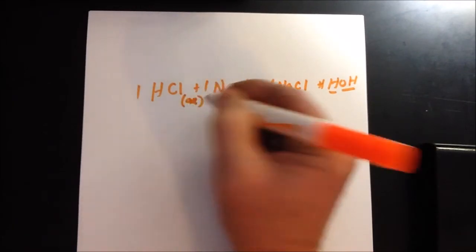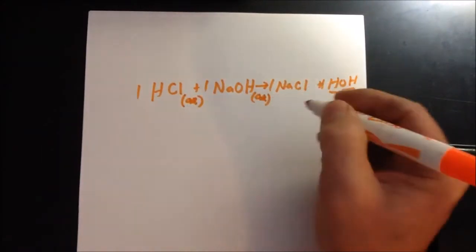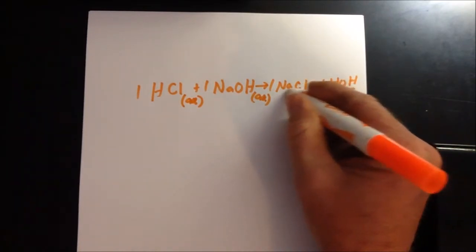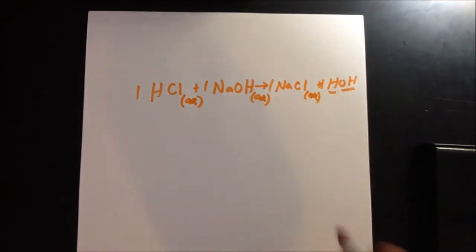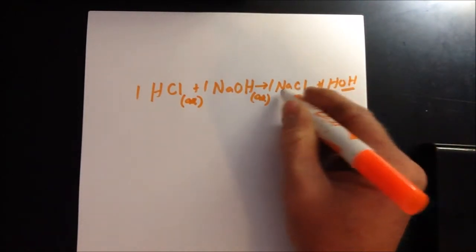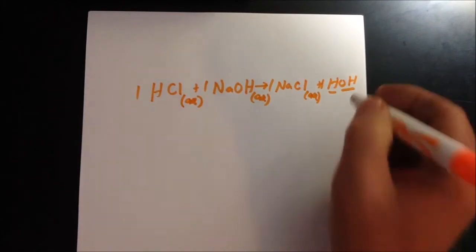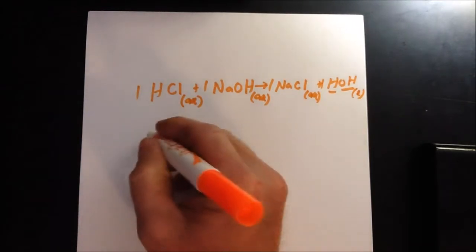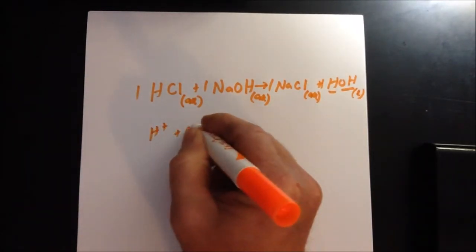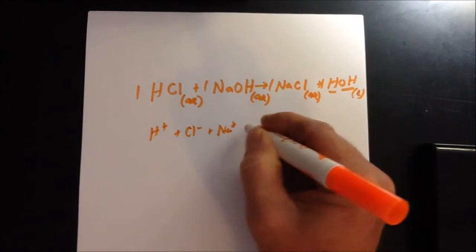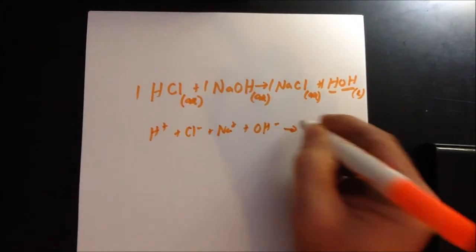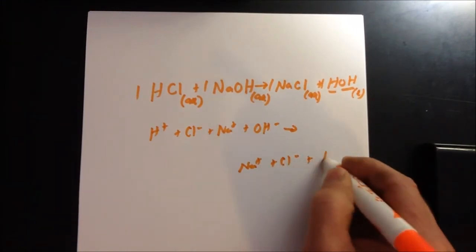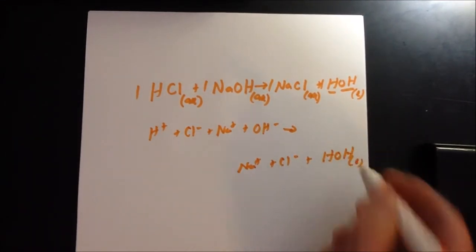Hydrochloric acid, strong acid, aqueous. Sodium hydroxide, strong base, aqueous. Now we've got a salt rule. We've got to go back to our solubility rules. Anything of group 1 is aqueous, or you could use the chloride rule, all except lead, mercury, and silver, so that includes sodium chloride. Water, on the other hand, is not aqueous. Water is a liquid. So we're going to break apart the ions. H plus, Cl minus, Na plus, OH minus, all aqueous. On the product side, Na plus, Cl minus, and then HOH, liquid, stays together.